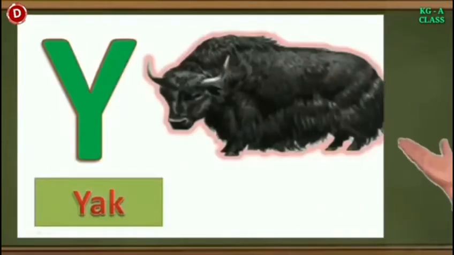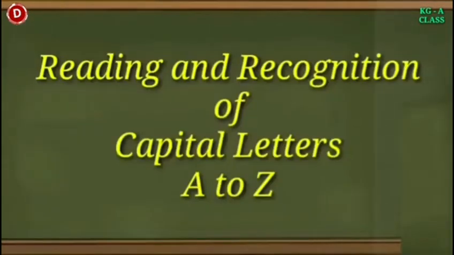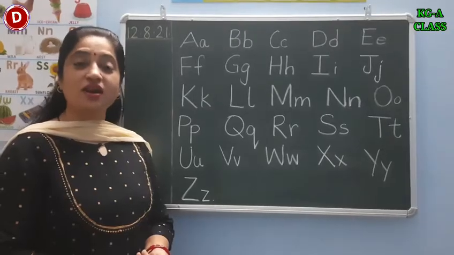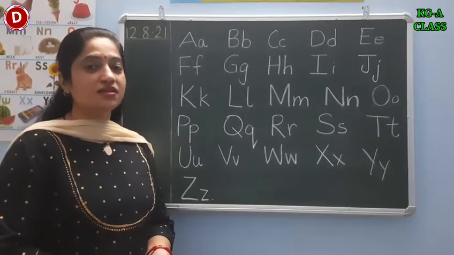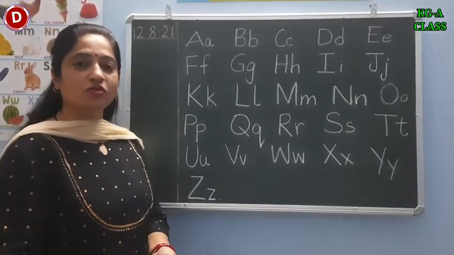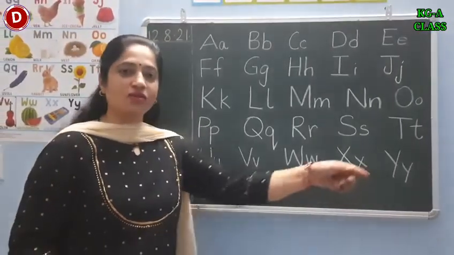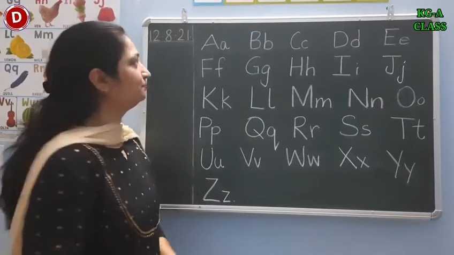Children, this is capital Y. Y for yak. And now comes the last letter. This is Z. Z for zebra. Children, in this way, you have to learn to read and recognize capital letters A to Z with the help of pictures. Children, now let's revise sounds and songs of the letters A to Z. And today I am going to teach you a new song of letter Y. Okay? So let's start it.